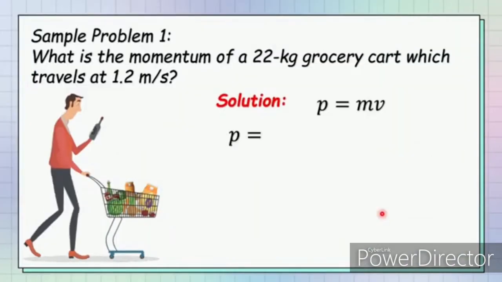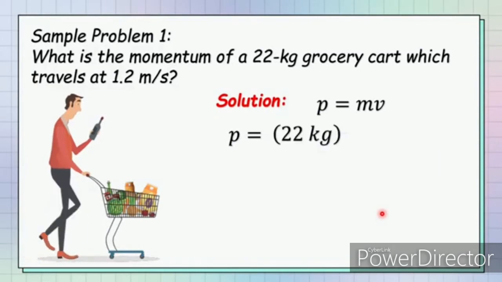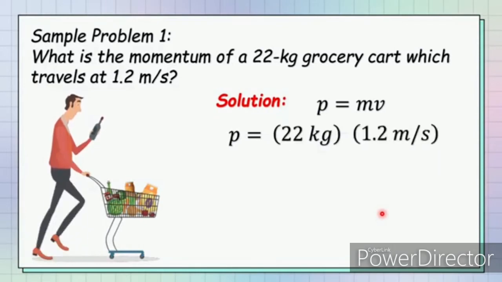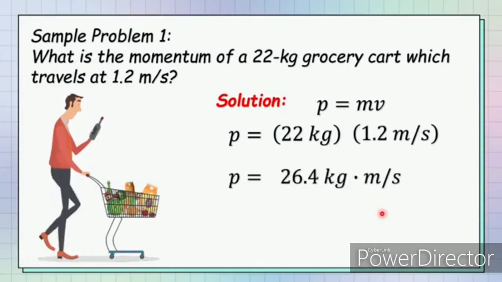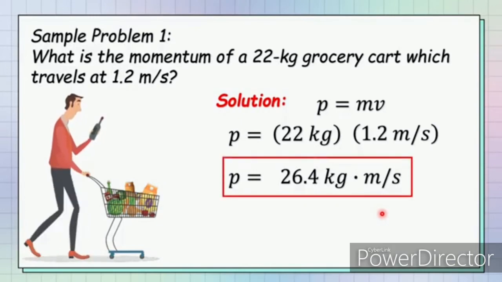Our solution, P is equal to the mass, which is 22 kilograms, times the velocity, which is 1.2 meter per second. Multiplying these two, the product is 26.4 and the unit is kilogram meter per second. Take note how you write the unit for momentum. And this is our final answer.